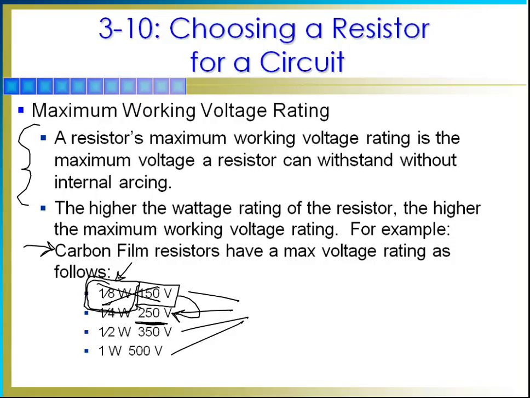Now if my calculation says I need a 1/4 watt, and I'm also approaching the voltage limit, well, let's go up again. If I need a 1/4 watt, let's go up to a 1/2 watt and make sure I've got enough power buffer and voltage range to work off the circuit that I'm building.